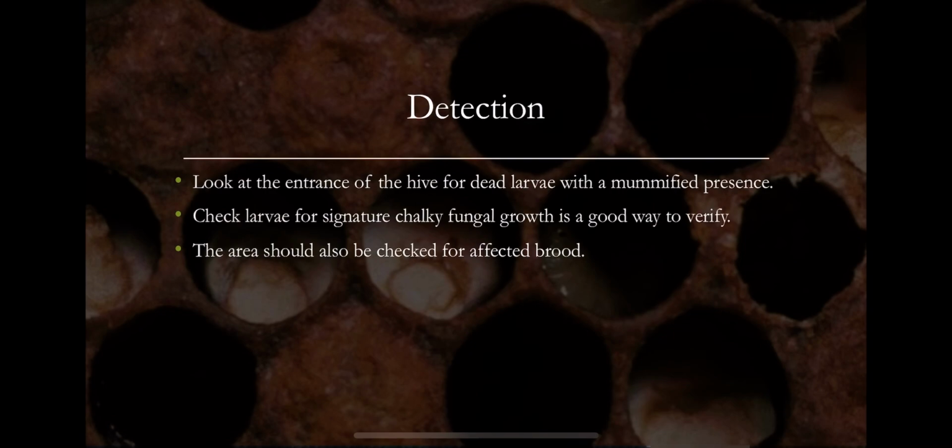Detection of chalkbrood. Look at the entrance of the hive for dead larvae with a mummified presence. Checking larvae for signature chalky fungal growth is a good way to verify. The area should also be checked for affected brood.